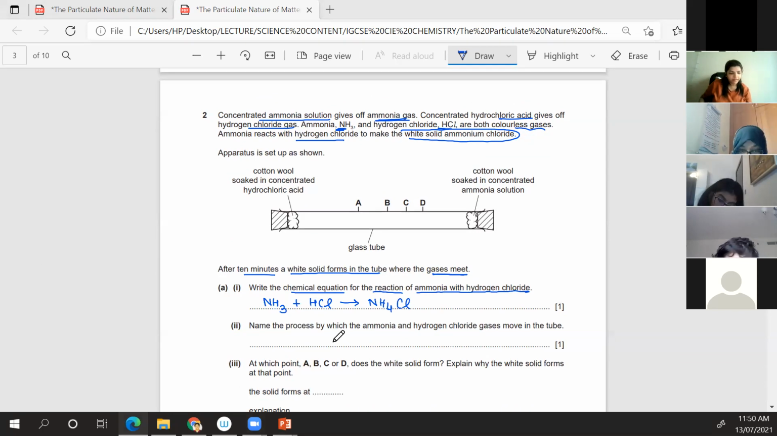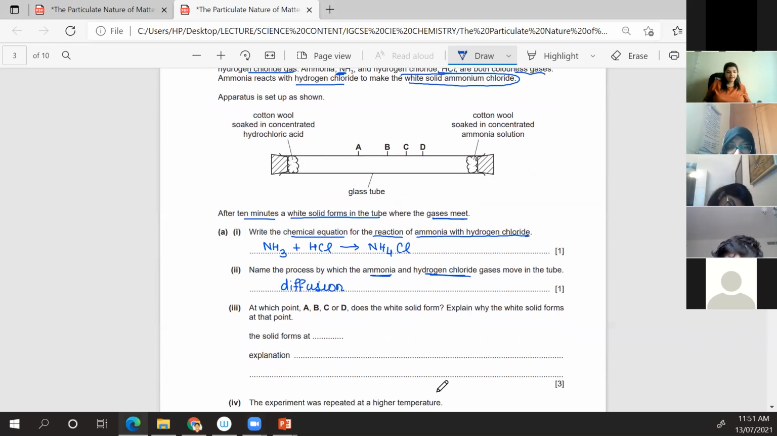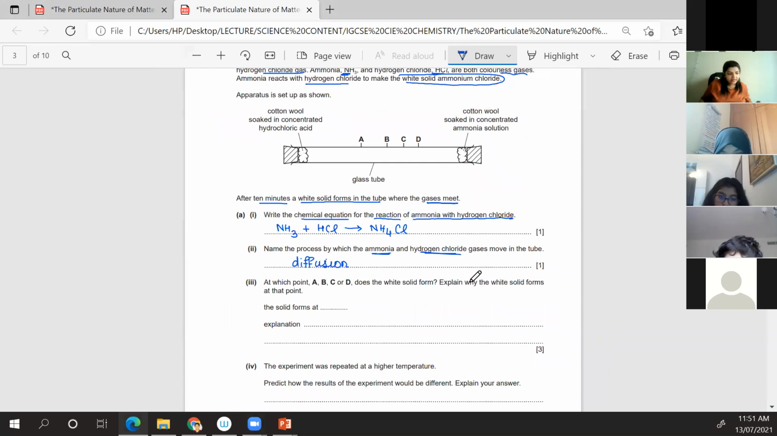Okay. Name the process by which ammonia and hydrogen chloride gases move in the tube. What is that process? Diffusion. Yes, the process is diffusion because both are gases. So yes, it's diffusion. Next question says, at which point A, B, C, or D does the white solid form, and explain why the white solid forms at that point.